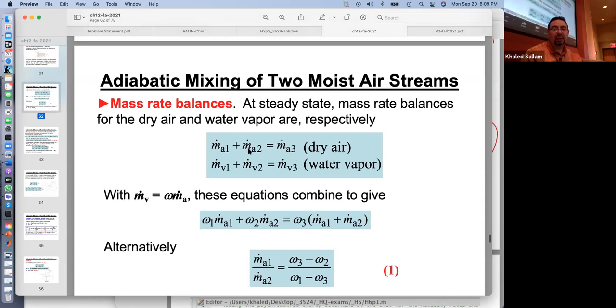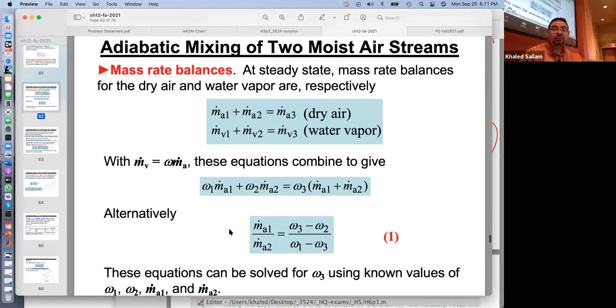So m dot air 1 plus m dot air 2 equals m dot air 3. Sure. M dot vapor 1 plus m dot vapor 2 equals m dot vapor 3. Yes. And then we replace this by omega times m dot air: omega 1 m dot air 1, omega 2 m dot air 2. So now for the first time, we have two m dot air. In this chapter so far, we always had the same m dot air on the left and right, inlet and exit. Now we have two different m dot air, but they leave at the end together.